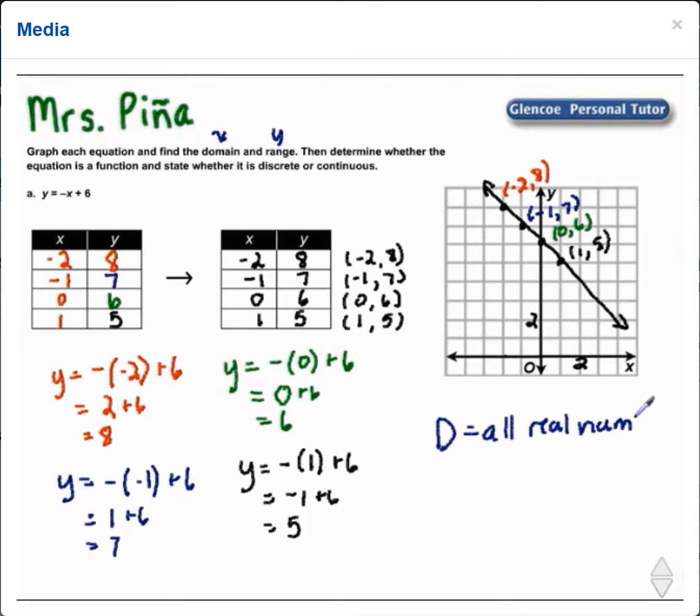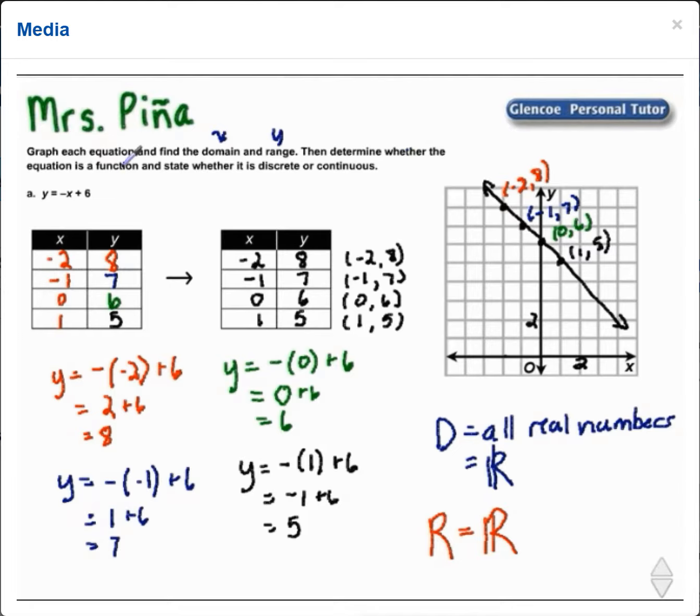There's a symbol for this, and it is a capital R with a line through it that represents all real numbers. In this case, for range, I will also get out any y value. If I went all the way down to negative, I could go way out to the right and find the corresponding x value. So my range for this problem is also all real numbers.